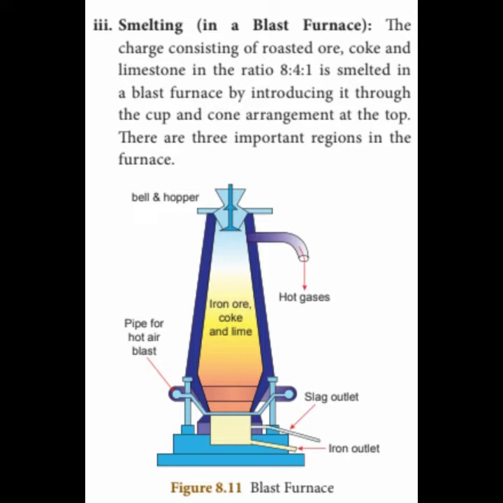Here at the bottom there is one inlet pipe, which is the pipe for the hot air blast. After completion of the reaction, at the top there is an outlet for the hot gases. And at the bottom right side there are two outlets: one is the slag outlet, where impurities come out, and the other is the iron outlet, where the pure form of iron comes out.